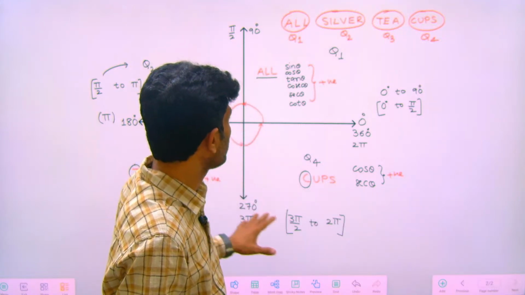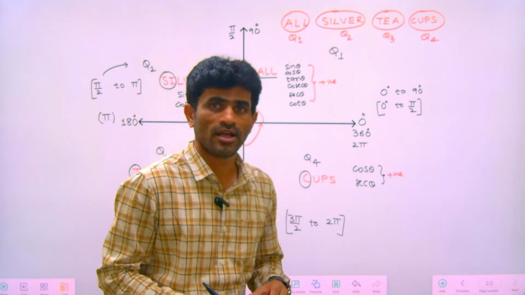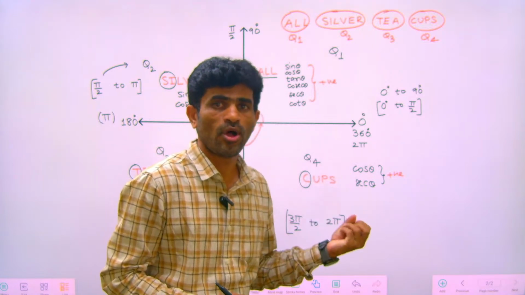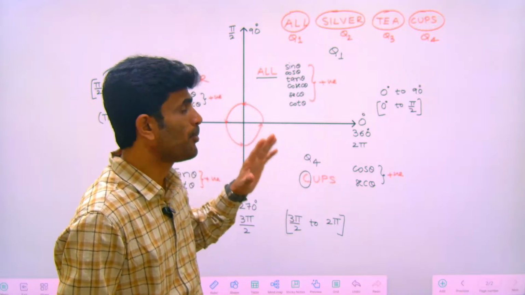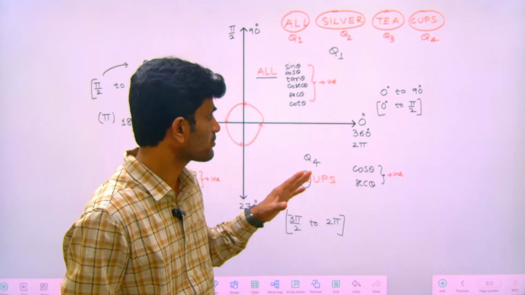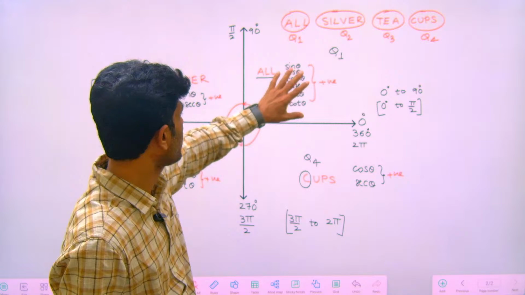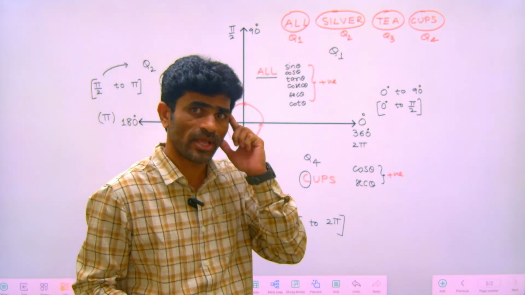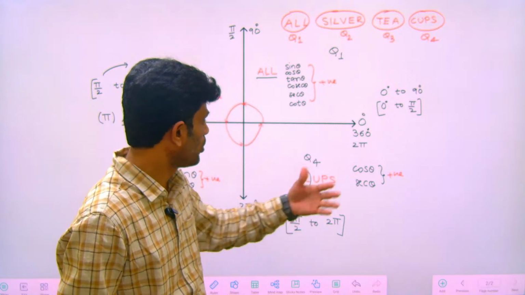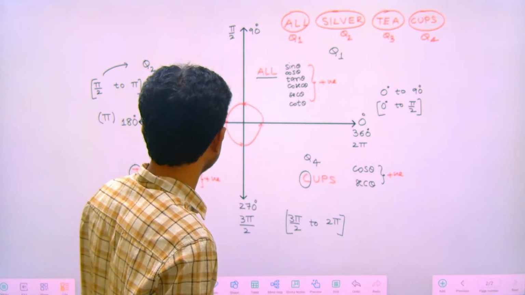Hope all of you are fine up to here. Try to watch the video till the end. You will have a clear idea about this concept. Up to here, hope all of you have understood. First quadrant, second quadrant, third quadrant, fourth quadrant. Now, how do we apply this concept? Let's go to the next page to understand about this.